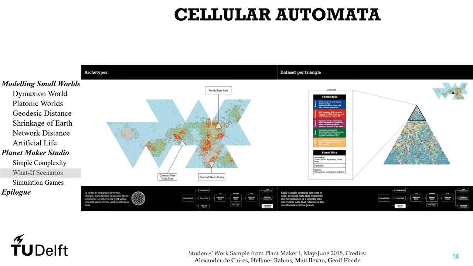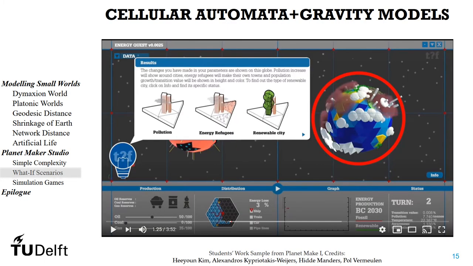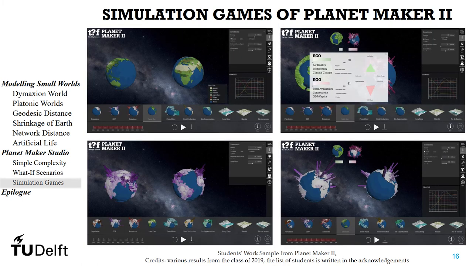Here is an exemplary cellular automata model from Planet Maker 1 simulating the economical dynamics brought about by local trades as a finite state machine whose cells are small triangles on an unrolled icosahedral map. Here you can see a screenshot of a simulation game prototype on renewable energy production and its effects on land use from the Planet Maker 1 studio. Here you can see multiple screenshots of the simulation game prototypes made by our students in the course Planet Maker 2. These models simulated the emergent dynamics of landscapes as complex consequences of the interplay of policies on trade, migration, energy production, agriculture, and ecosystems, with geographical distances, barriers, and feedback loops.